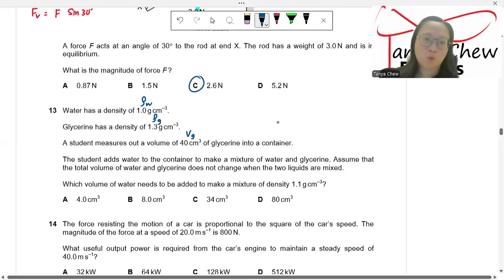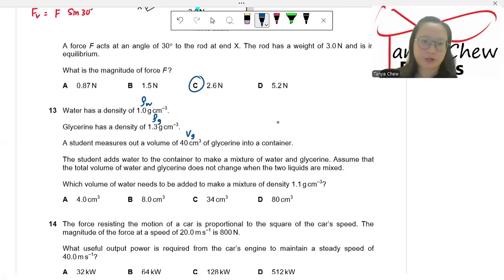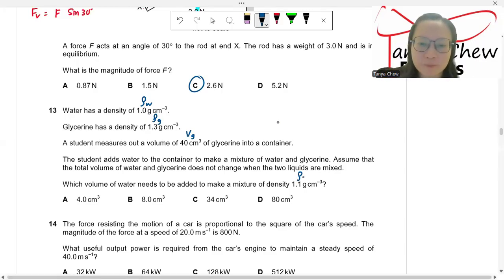The student adds water to the container to make a mixture of water and glycerin. Assume that the total volume of the water and the glycerin does not change when the two liquids are mixed. Which volume of water needs to be added to make a mixture of density 1.1 gram per cm cube? This is the total density. It has to be 1.1 gram per cm cube.